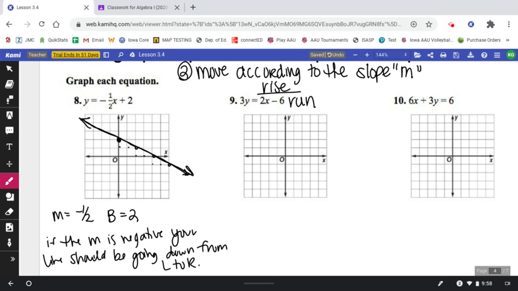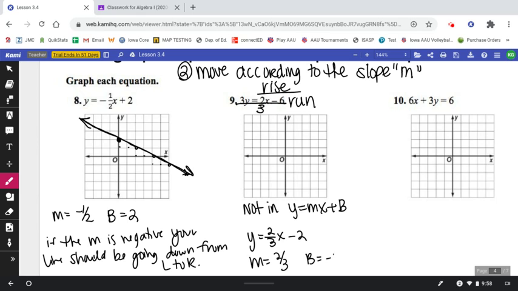Number 9's problem is it's not in slope-intercept form. So what I'm going to do is divide everything by 3. So that would give me y equals 2/3 x minus 2. So my slope is 2/3 and my intercept is -2. So I start at -2, and then I have positive 2 over 3. Positive 2 over 3.